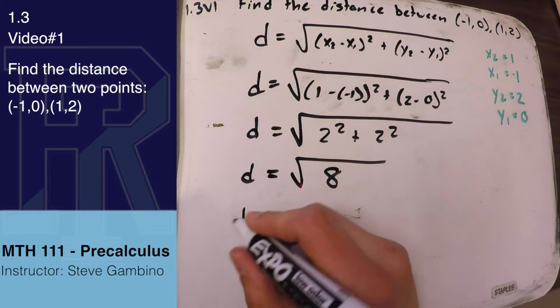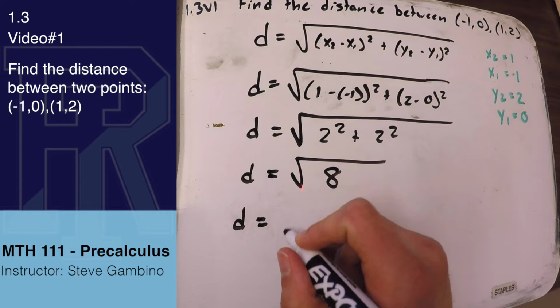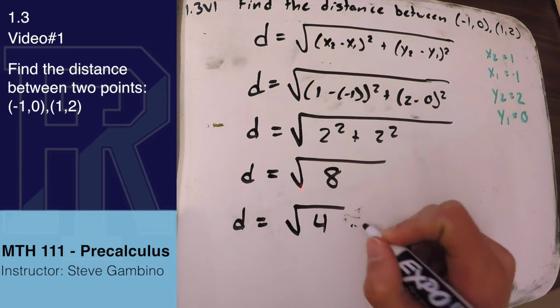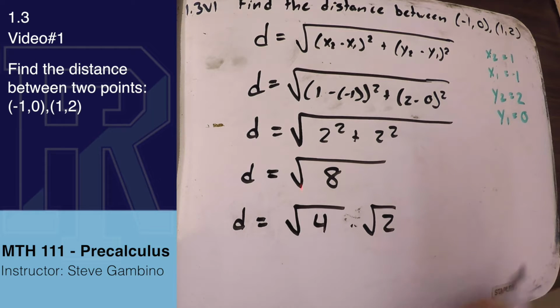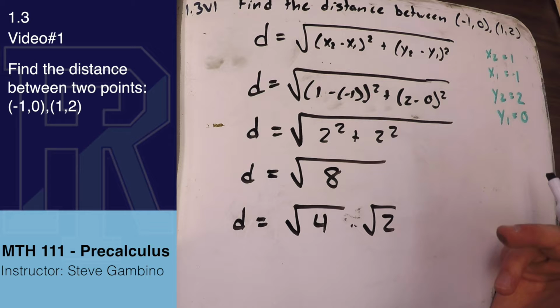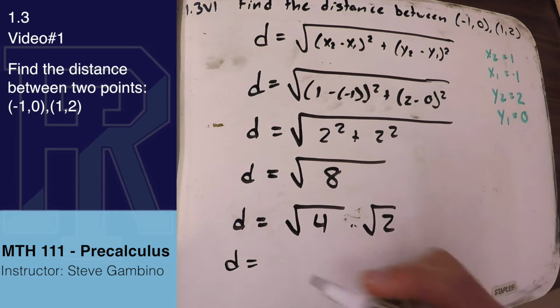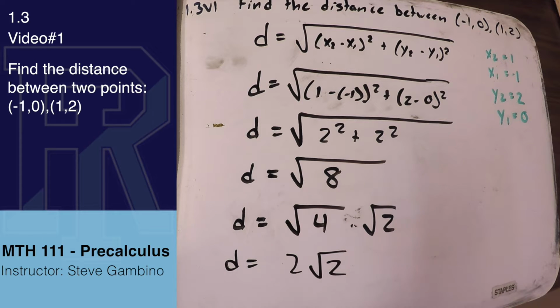And then we can simplify this even further, right, since 8 is made up of 4 times 2, you can actually simplify this to square root of 4 times square root of 2, which square root of 4 we know is 2, so this will just be 2 square roots of 2. Right, and that's one way to solve for this problem.